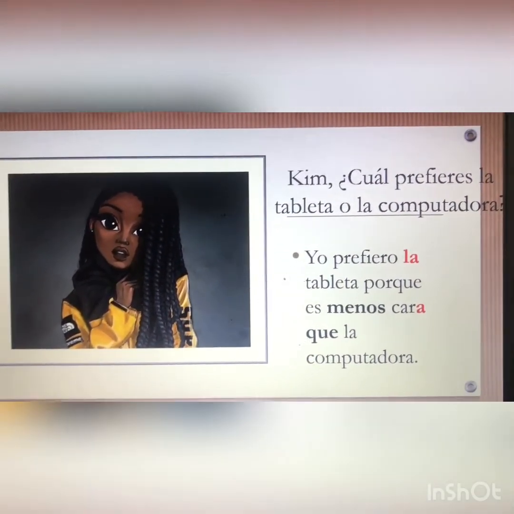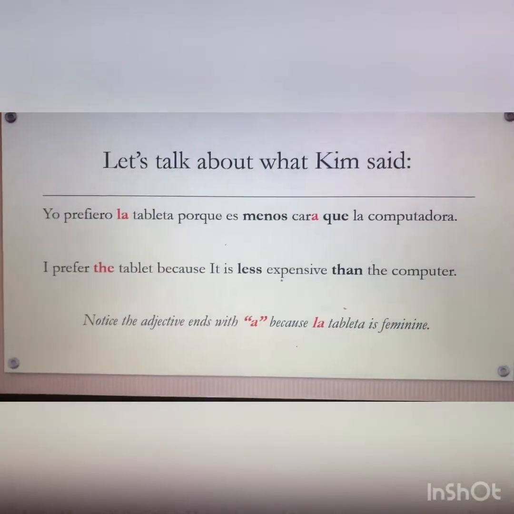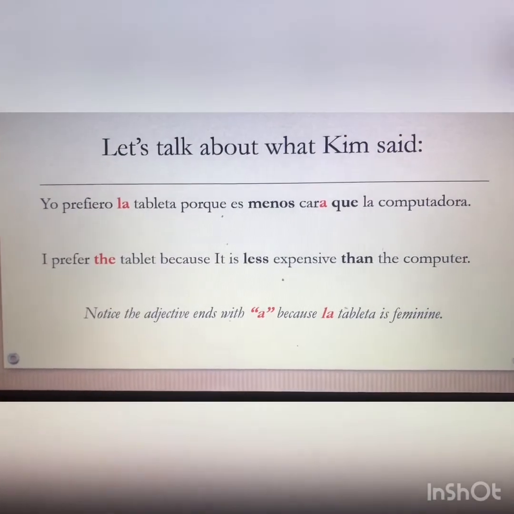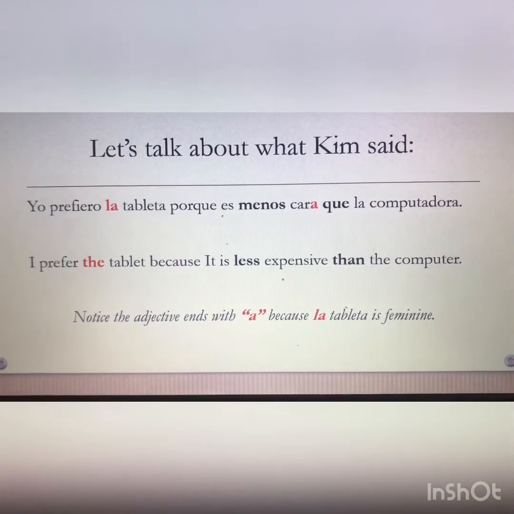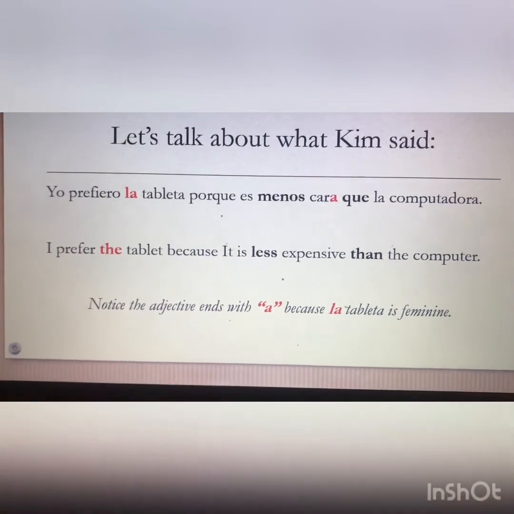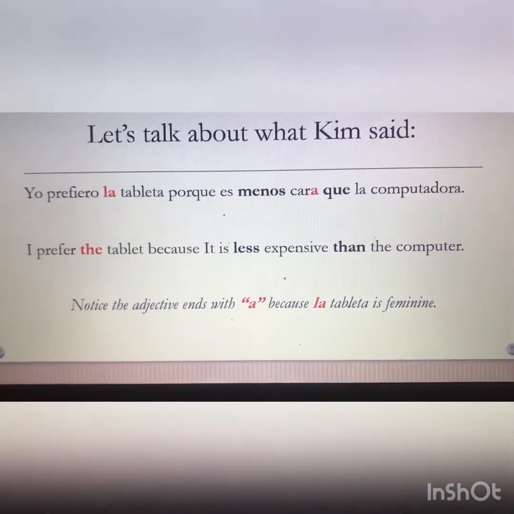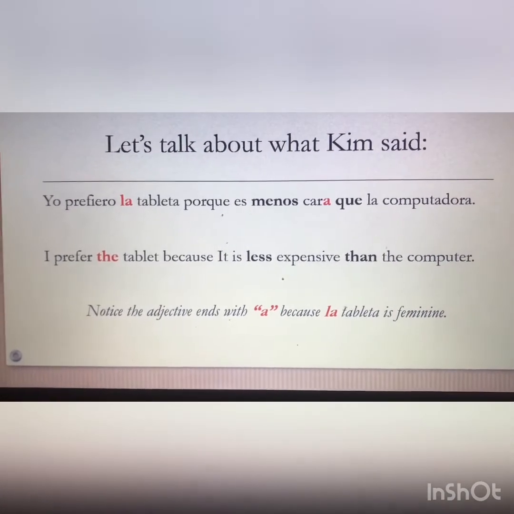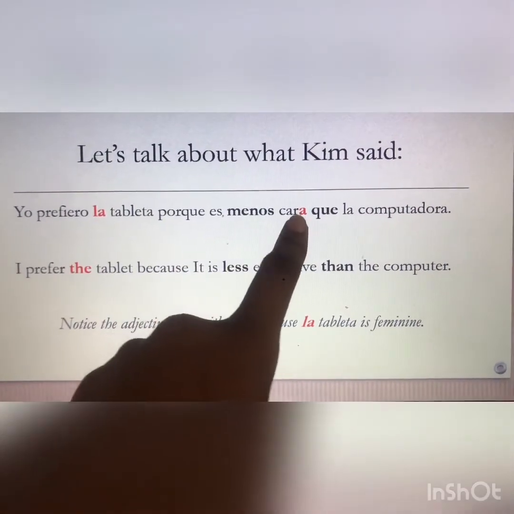Now I want us to focus a bit on what Kim has said. Kim says, "Yo prefiero la tableta porque es menos cara que la computadora," meaning, I prefer the tablet because it is less expensive than the computer. If you notice en este ejemplo, in this example, the adjective ends with an A. ¿Por qué? Why? Because la tableta is feminine. So because we have la tableta, we have to have cara.